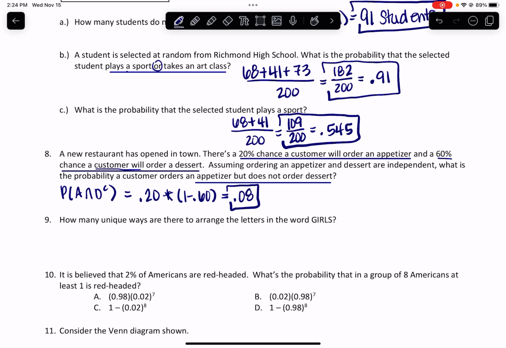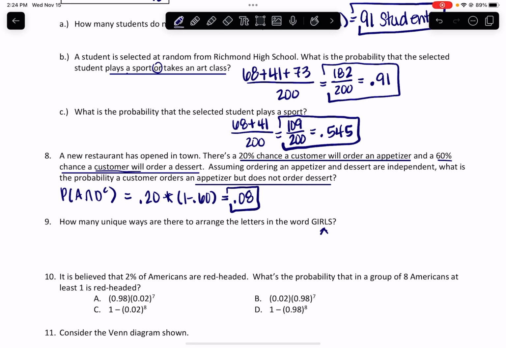How many unique ways are there to arrange the letters in GIRLS? Okay, with that, order matters. So that is 5 permutations of 5, which is 120 ways.